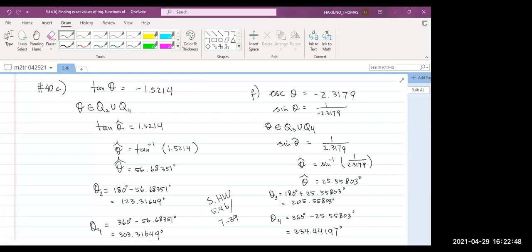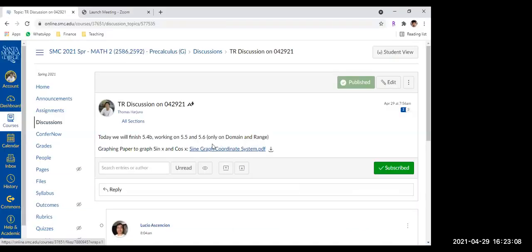Now in our next section, 5.5, I would like you to go to your discussion board. I'll give you maybe 5 minutes to print out a handout I posted there. Let me show you first. I have a handout here. If you have your graphing paper and your printer, please print this out. I forgot to mention it last time.